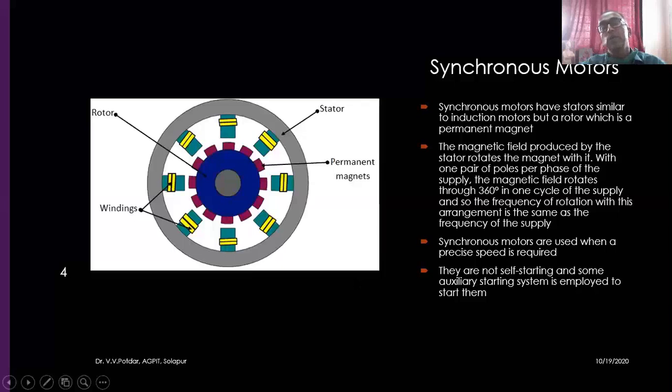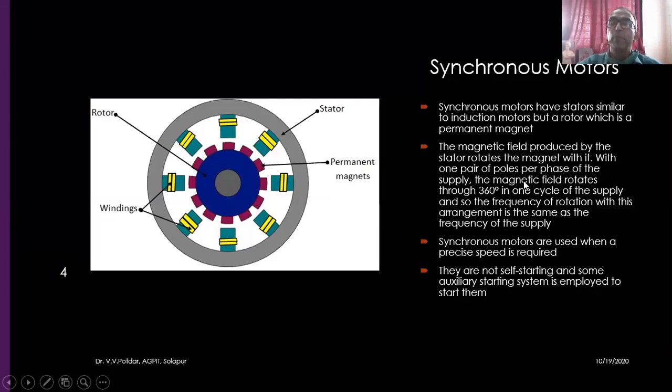Now, the synchronous motors. Synchronous motors have stators similar to induction motors. The stator has electromagnets with windings, whereas in an induction motor or simple AC motor, there was a single pair of magnets. In a synchronous motor, you'll see multiple pairs of magnets. A stator similar to an induction motor, but a rotor which is a permanent magnet. The magnetic field produced by the stator rotates the magnet with it.